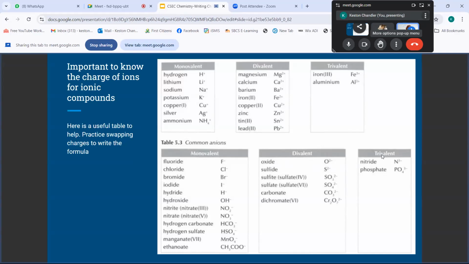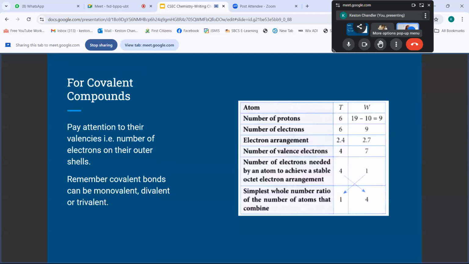Right. The same thing happens if you want to do a trivalent and a divalent. We will crisscross the charges, and that helps us to easily write our formula. So you can practice swapping charges to write formulas, right? This is a table that you need to learn all of these, right?